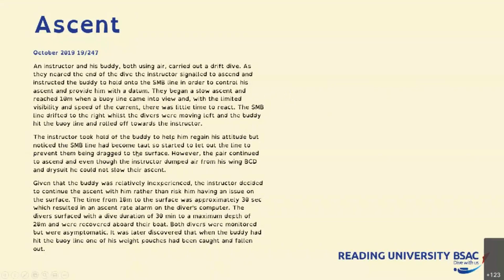The instructor ultimately took hold of the buddy and got them to regain attitude, at which point they noticed that their SMB line was becoming taut, so it was obviously still wrapped around that buoy line. They let out line, and the pair continued to ascend, even though the instructor had dumped all of the air from their BCD wing and dry suit. Couldn't slow it down. It's an out of control ascent.